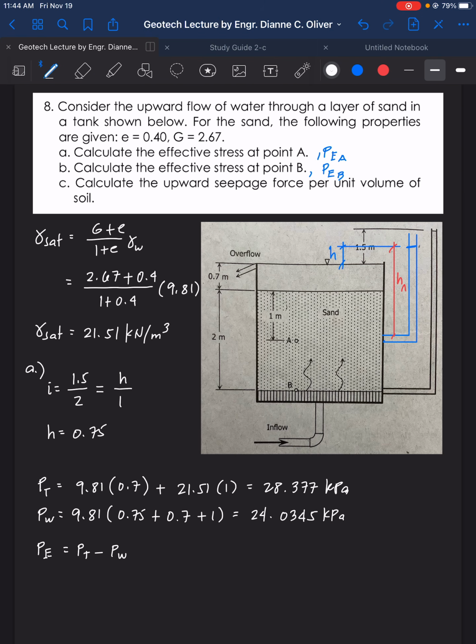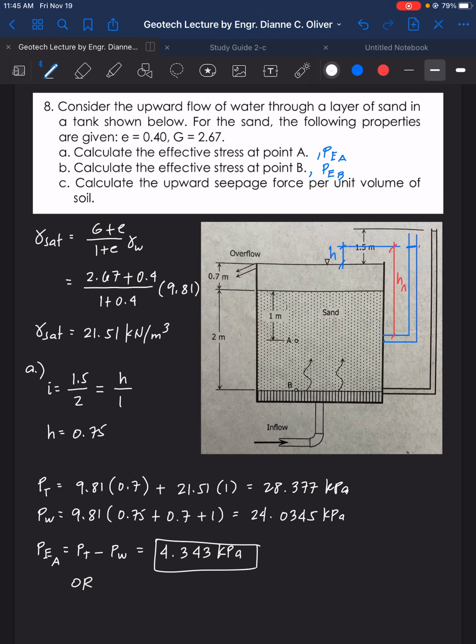So P effective now is equal to P total minus P water, or pore water pressure, is equal to 28.377 minus the answer. So 4.343 kilopascal. So that is P effective at A.